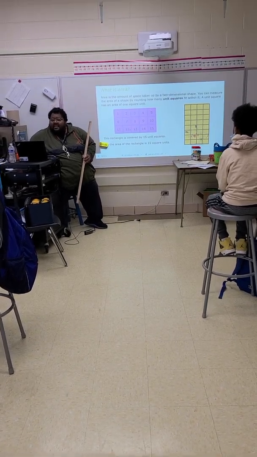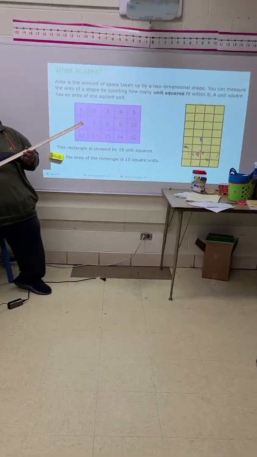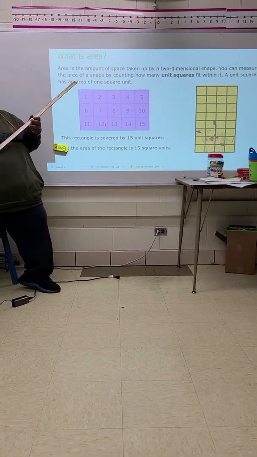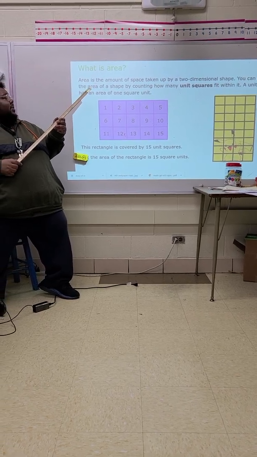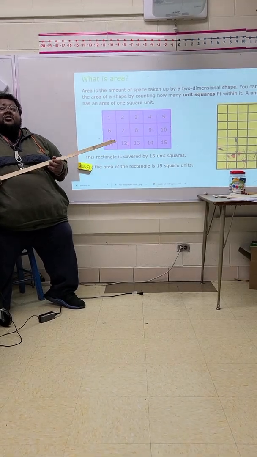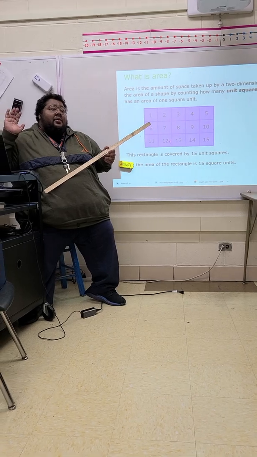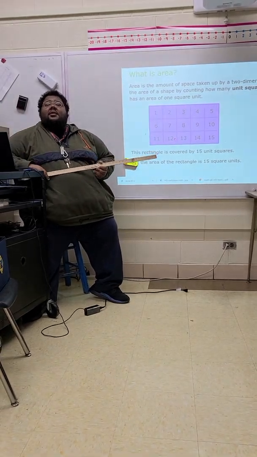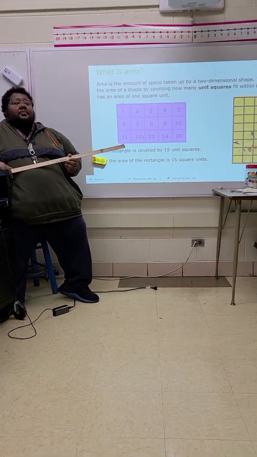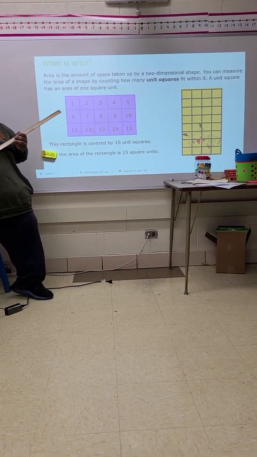Alright, so this thing we're talking about, space, is called area, right? Once we write this definition down, area is the amount of space taken up by a two-dimensional shape, okay? When I say two dimensions, I mean what? Length? What else? Say it loud. Length and width, good. It's the amount of space taken up by a two-dimensional shape. Length and the width.